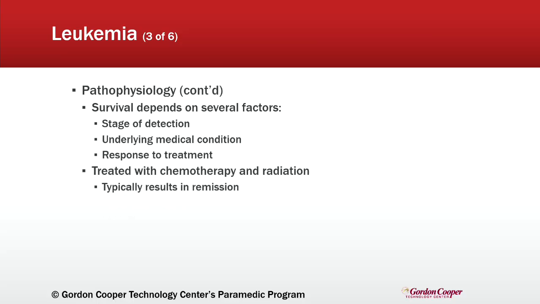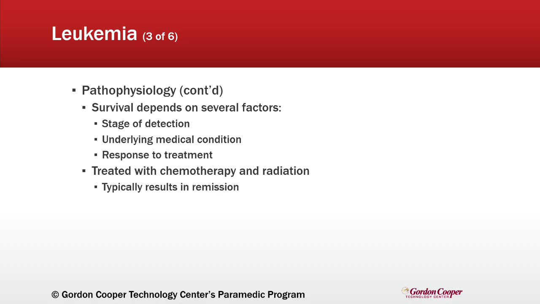Leukemia survival rates actually depend on several factors. One of them is the stage at which the disease is detected. If it's late stage, the survival rates go down. If it's early stages, there's a better chance. Also, if there are any other underlying medical conditions that go along with this, as well as how well the patient responds to the treatments that are available out there.